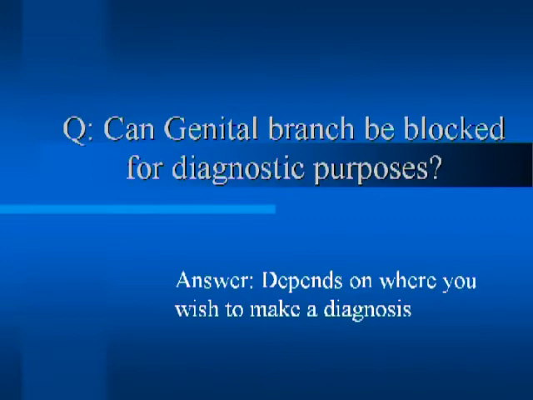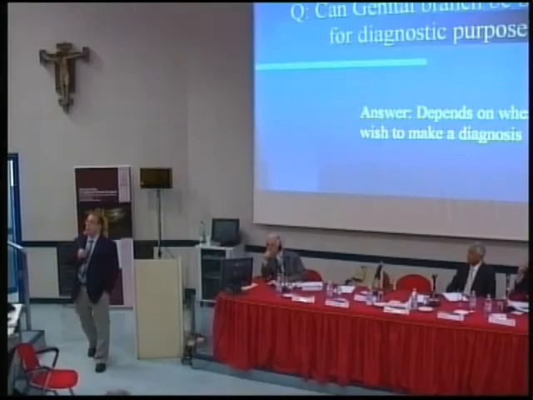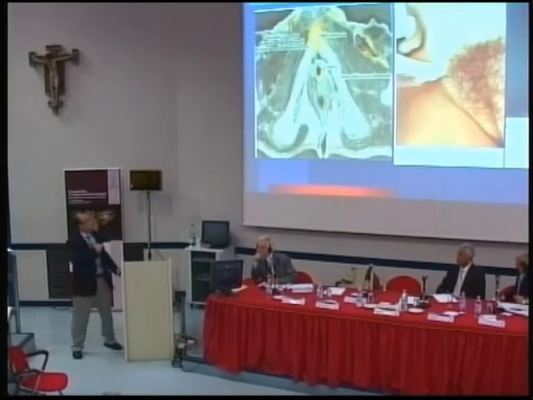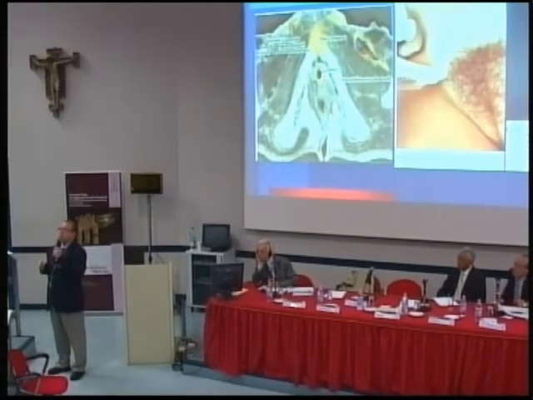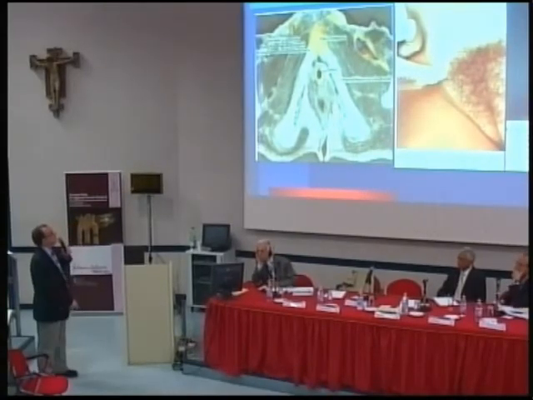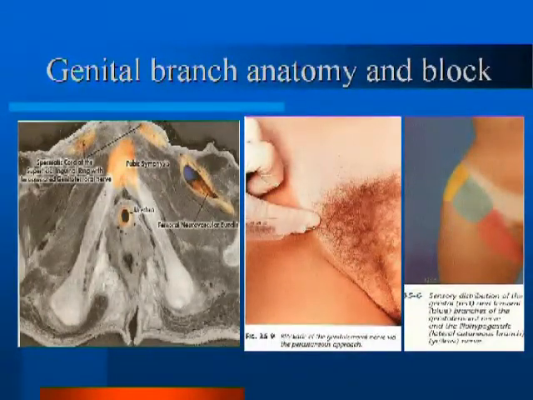Can the genital branch be blocked for diagnostic purposes? Depends on where you wish to make a diagnosis. Remember that the only way that has been described in the literature of blocking the genital nerve is in the inguinal area. So you have the pubic symphysis here, you have the pubic rami here, and what you attempt to do, using fluoroscopy most of the time, is go and put a needle directly on the pubic ramus. And this is an example of it here. It will give you anesthesia in the area of the genital nerve.